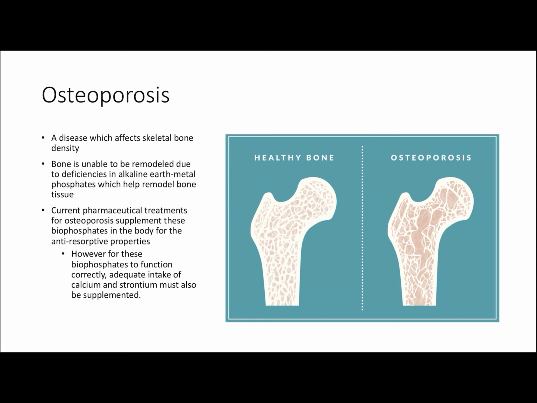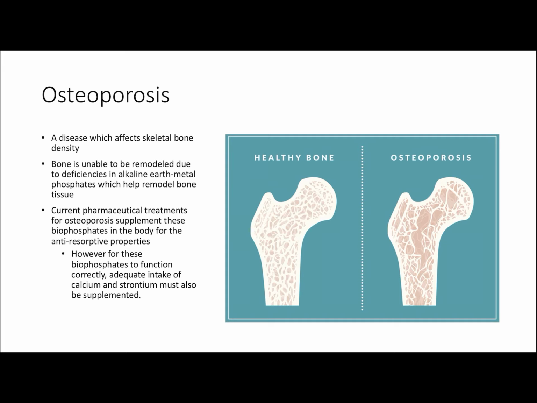Alright, so what is osteoporosis? Osteoporosis is a disease which affects skeletal bone density. As you can see in the image, you have a healthy bone on the left and the osteoporosis affected bone on the right, which is much less dense and contains wide pores, which weakens the bone structure.